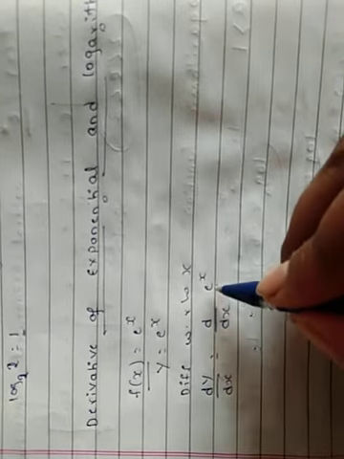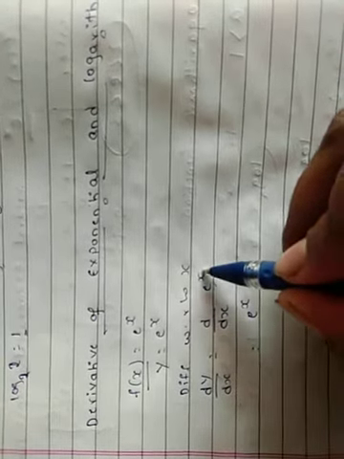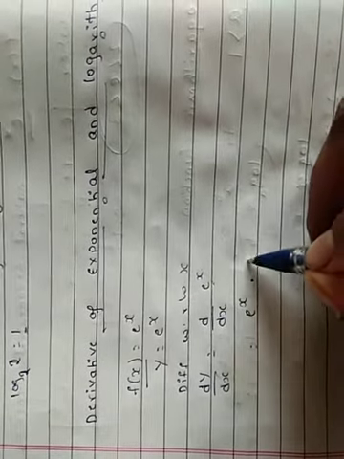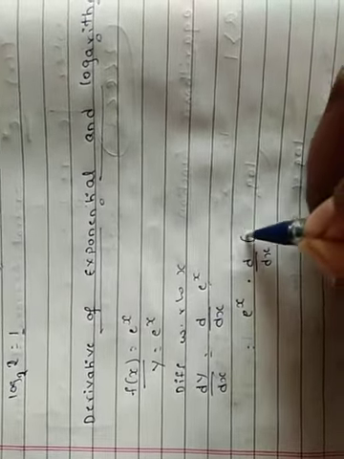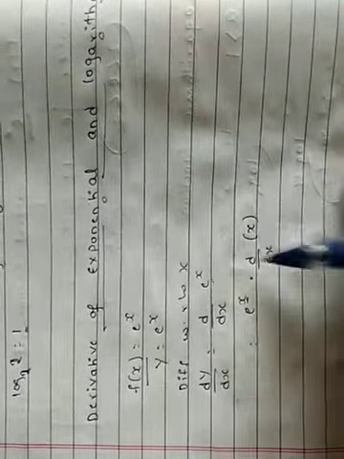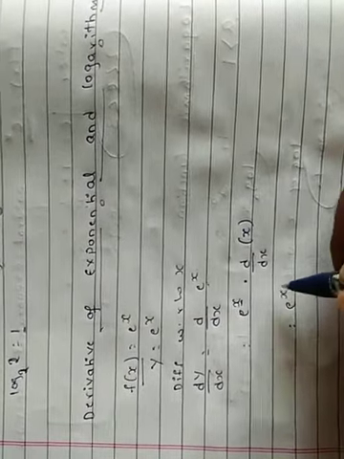So the derivative of an exponential function is e to the power x only. So differentiation of e to the power x is always e to the power x, and we need to differentiate the power x again, using the derivatives. Differentiation of x is always 1, so it is nothing but e to the power x. So dy by dx is equal to e to the power x.